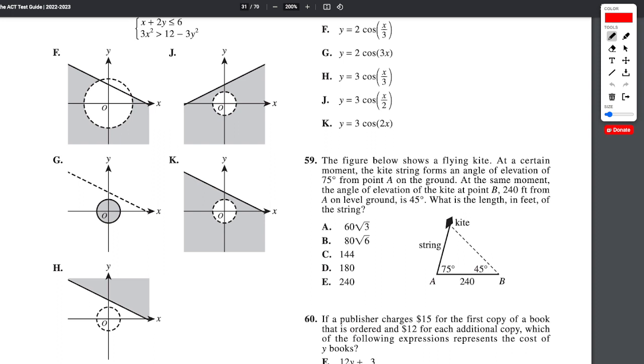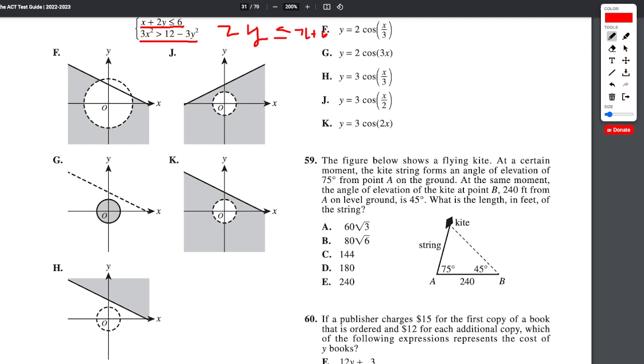Yeah, this equation here. I want to rewrite this equation as 2y is less than or equal to negative x plus 6. Alright. And then we'll divide by 2 on both sides. We're not dividing by a negative number, okay? The sign won't change, alright?